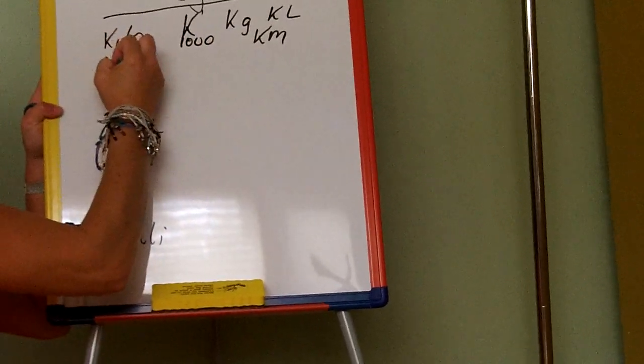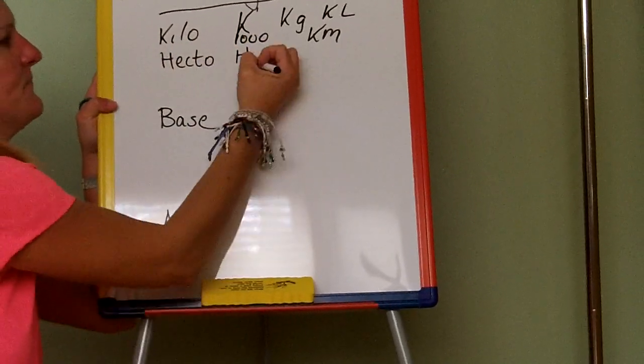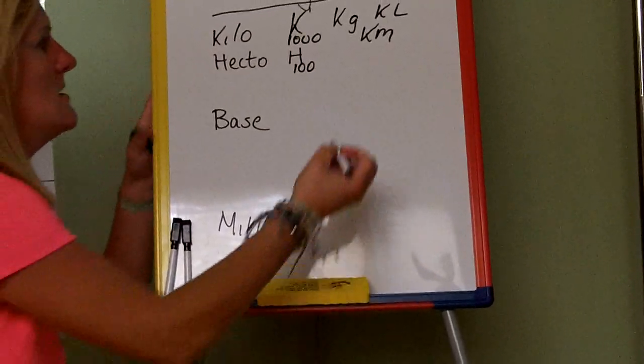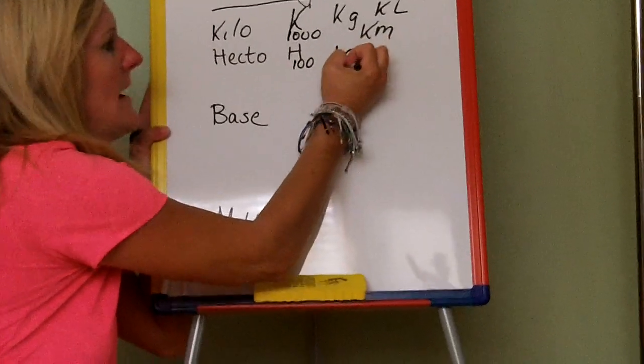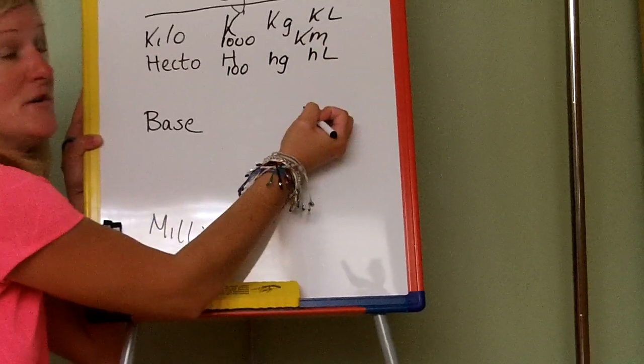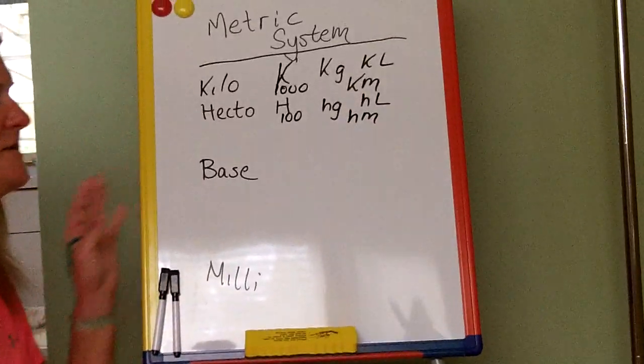Then I have the hecto. Stands for a letter H. It's 100 times the quantity. And I could have a hectogram if I'm measuring the mass. I could have a hectoliter if I'm measuring volume. And I could have the hectometer if I'm measuring distance.